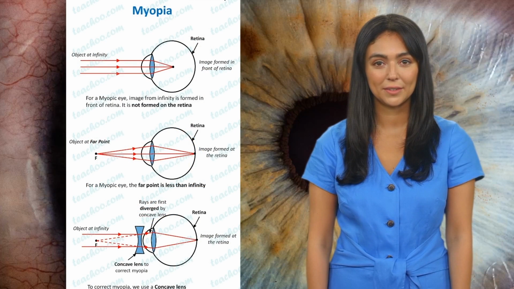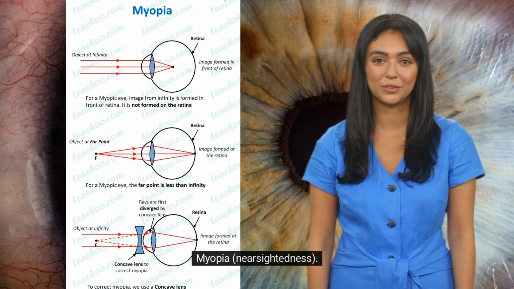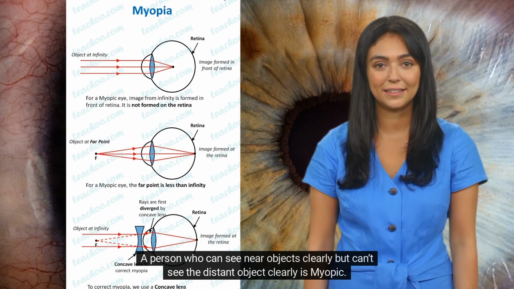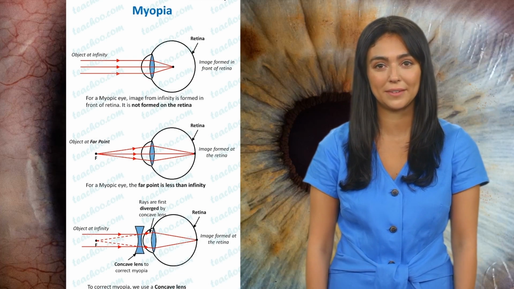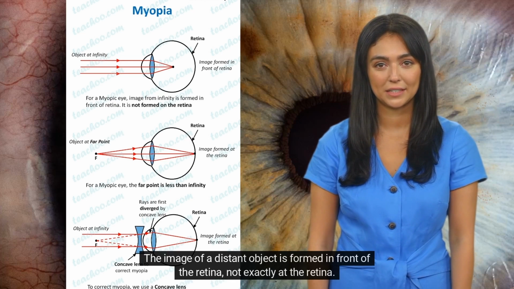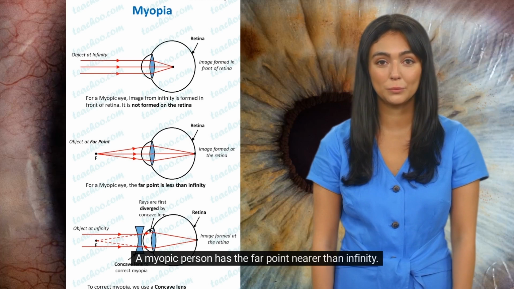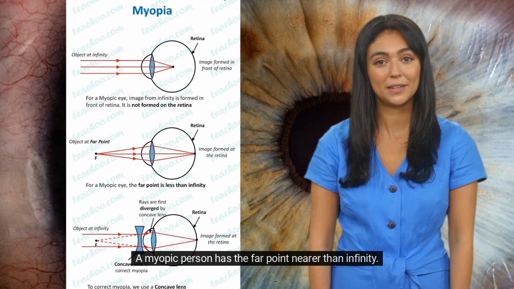Defects of vision. 1. Myopia, nearsightedness. A person who can see near objects clearly but can't see the distant object clearly is myopic. The image of a distant object is formed in front of the retina, not exactly at the retina. A myopic person has the far point nearer than infinity.